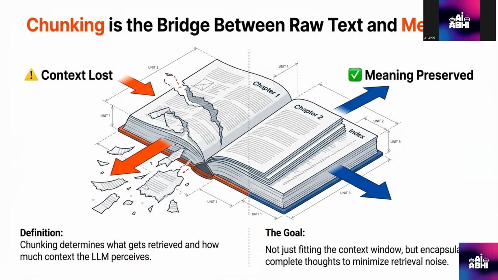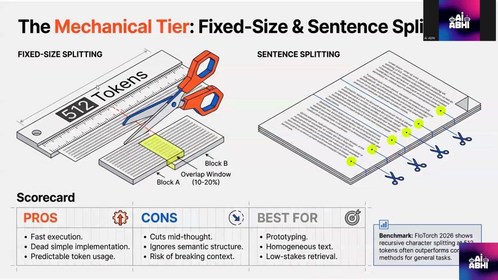So let's go to the strategies, the different types of chunking. The first strategy is fixed size chunking. This is the simplest strategy. You pick a number, say 500 tokens, for example, and you just split the text every 500 tokens. No thinking, no structure, just counting.